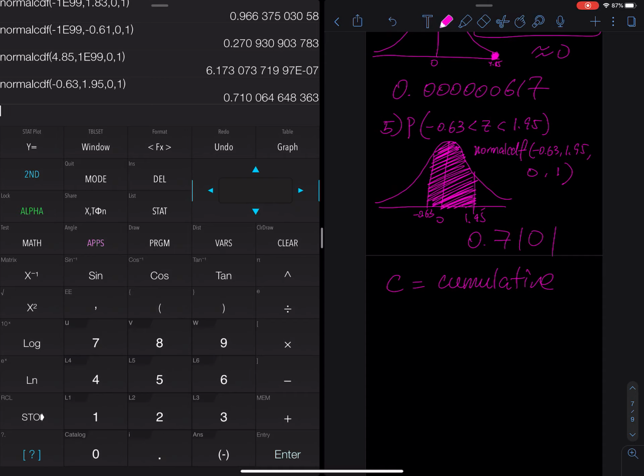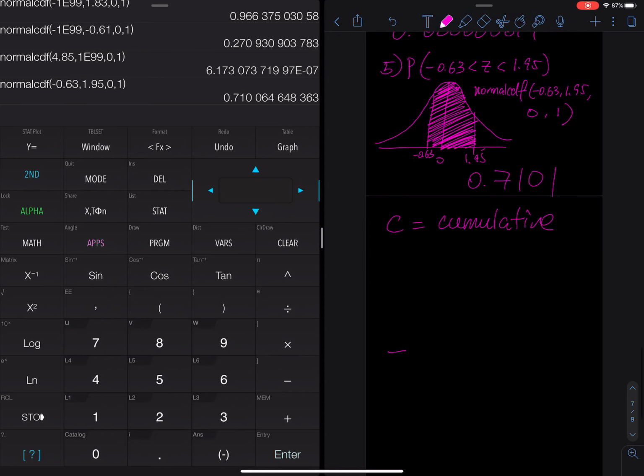All right, so that will be all in this lesson. In the next lesson, I will show you how to do inverse normal. Inverse normal is I have a graph. So this is 0. Let's say I tell you that this area is 0.36%. You have to tell me what the Z is. So we are not using normal CDF in that case. We will have to use some other command. I will see you in that lesson. All right.